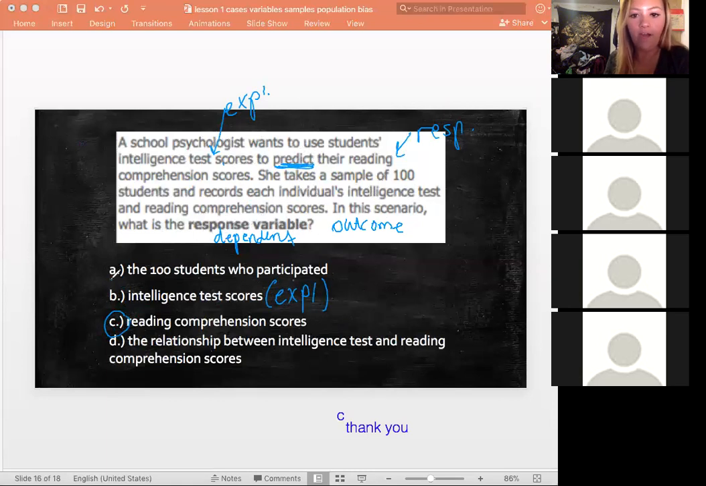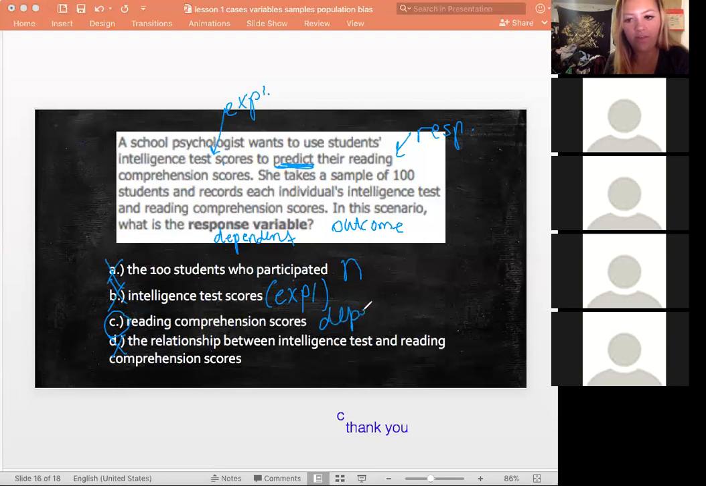So that's not our answer. And then, 100 students participated. This is going to be our sample size, actually, so that's not right. And then the relationship between the scores, that's not a variable, that's a relationship. A variable is just one thing. So that's why C would be our reading comprehension score.